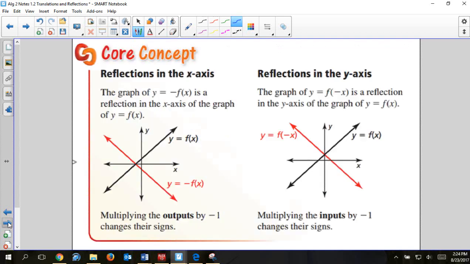The next one, the concept is just a reminder of our reflections, which we've been doing for a couple days. Remember, a reflection in the x-axis is going up and down. That's the vertical reflection, and if it's vertical, it's outside of the parentheses. If it's a reflection in the y-axis, that's going left to right, that's horizontal. That is inside of the parentheses. So we have those two situations right here, where we've got inside and outside the parentheses.